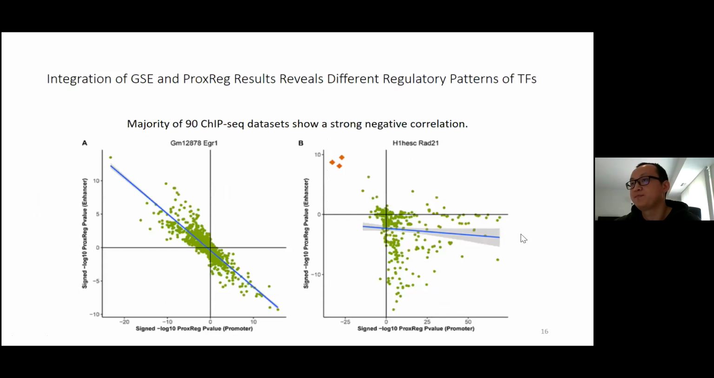After that, we want to see how our method performed on real data sets. So we used our method to process all 90 ChIP-seq data sets to see how they look. The majority of the 90 ChIP-seq data sets show a strong negative correlation, which looks like this. For those two figures, the x-axis is the promoter results, and the y-axis is the enhancer results. A lot of the ChIP-seq data sets used in this research show a strong negative correlation, which means that some of them are very close to the promoter, and some of them are very close to the enhancer. But a small number of the ChIP-seq data sets look like this, so it's not a clear pattern.